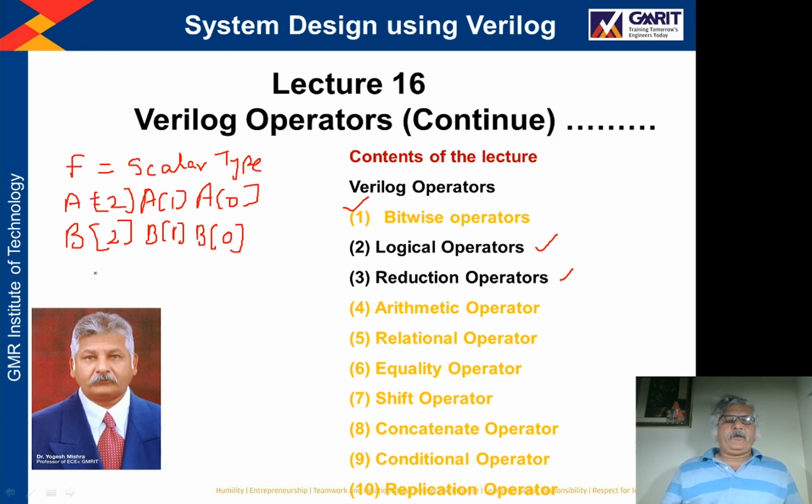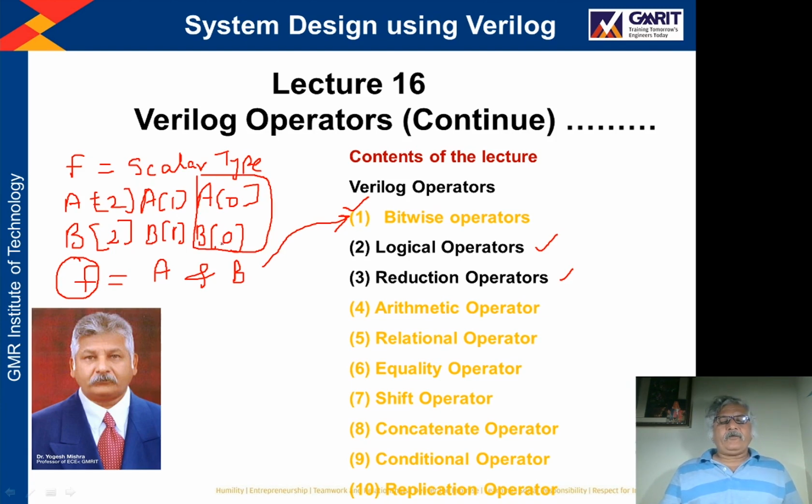Let us assume we have this statement: F is equal to A ampersand B. This is an example of a bitwise operator. Since F is a scalar type, the AND operation will be performed on the lower bits only. Whatever the values of A0 and B0, the AND operation is performed on them, and that result is assigned to F, because F is a scalar type.